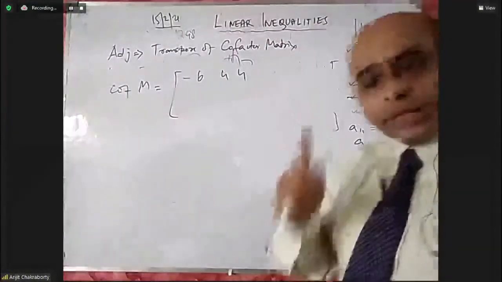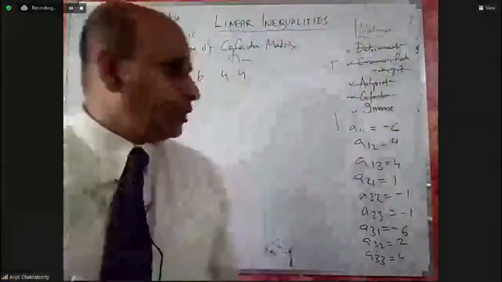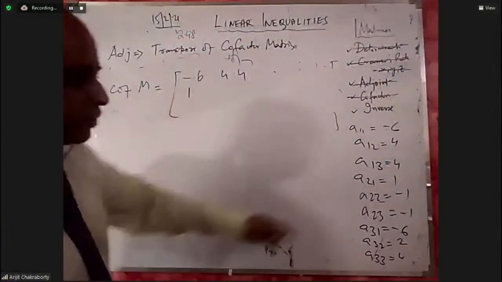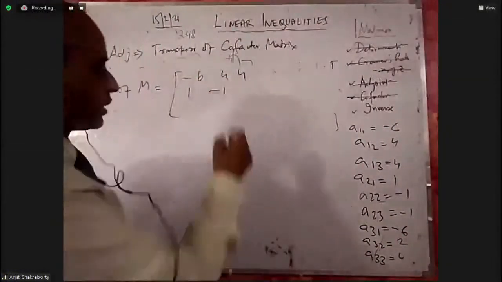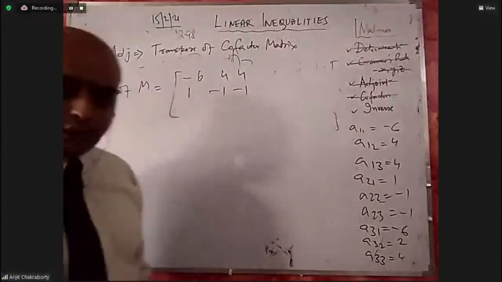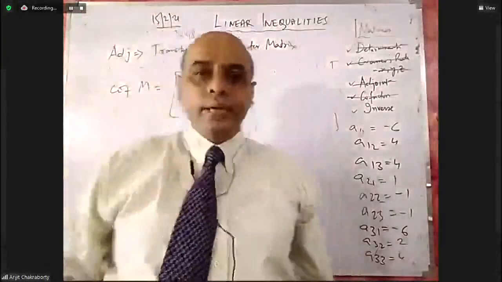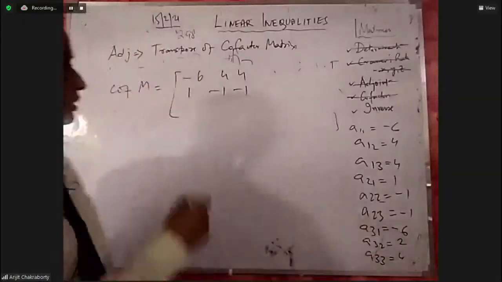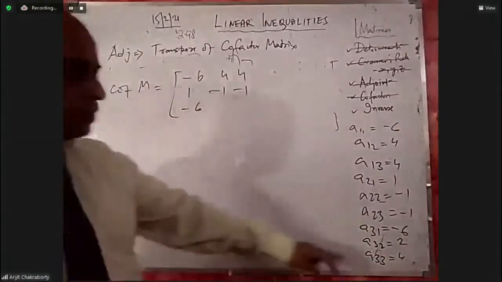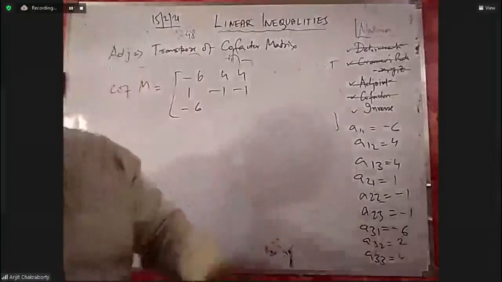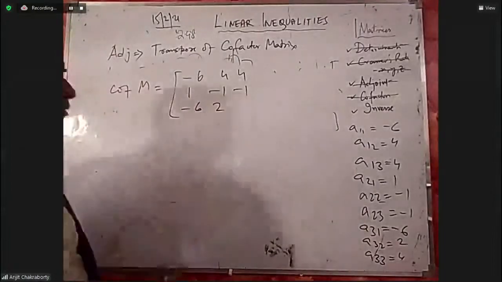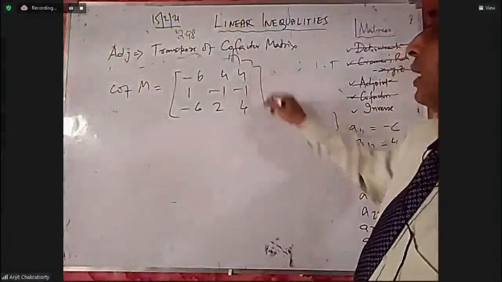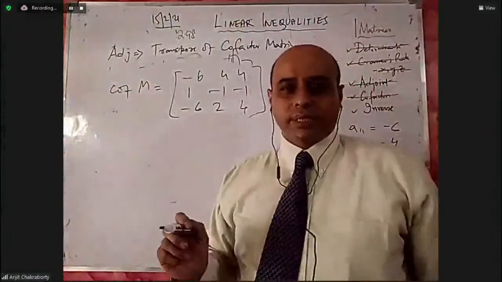Then we have 21, 22, and 23. 21 is 1. 22 is -1. And 23 is again -1. Clear? And then we have 31, 32, and 33. 31 is -6. I write -6 here. 32 is how much? 2. And 33 is 4. This is my cofactor matrix.